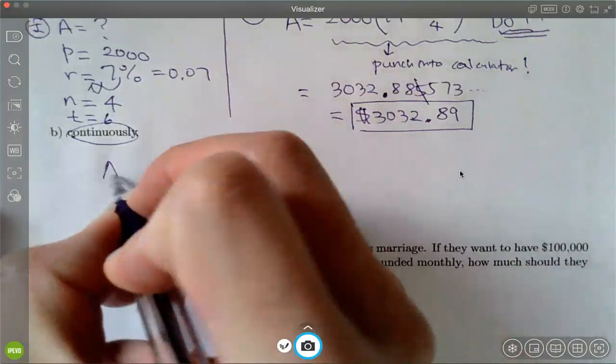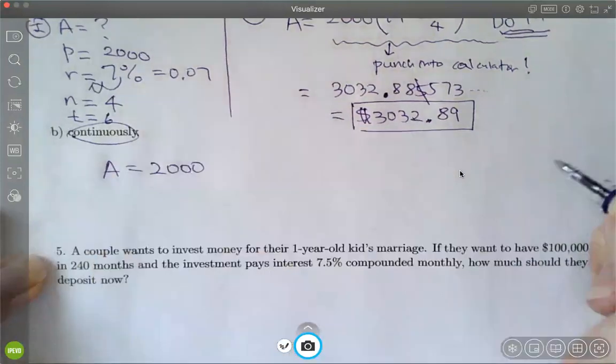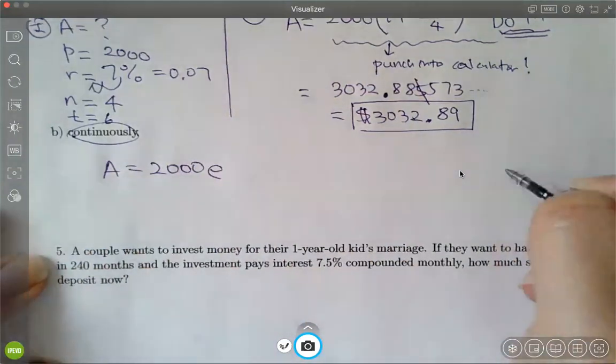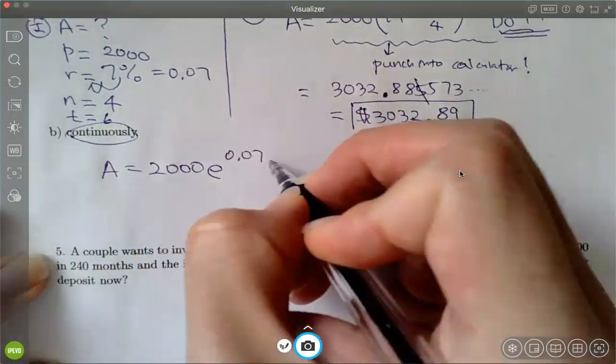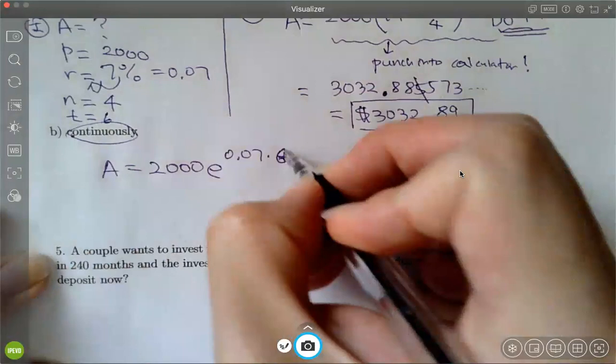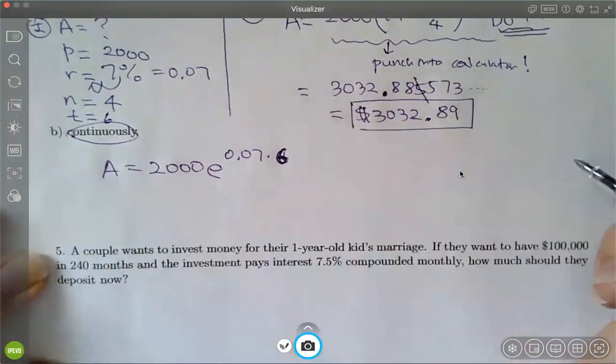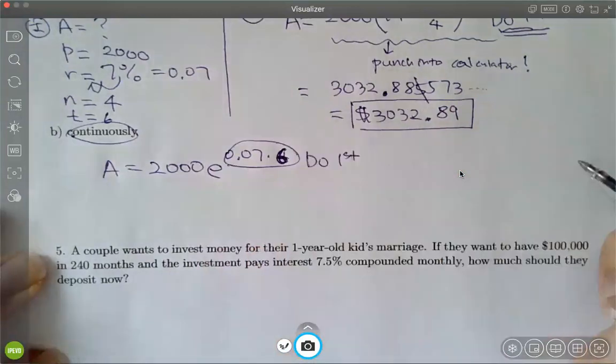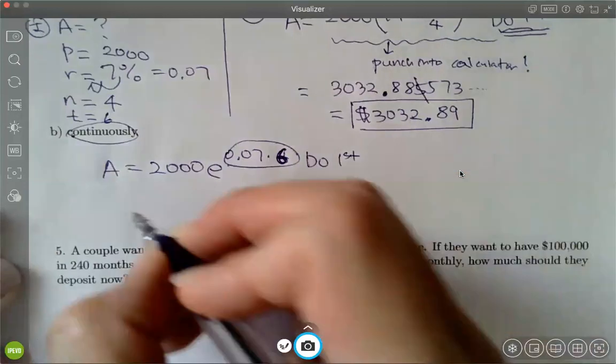What you need is P, which is the same thing as before. And remember, e is just e, the natural number. And then we have r, which is 0.07, and t, which is 6. Here, n is not necessary, as you can see. Again, follow my recommendation and do the exponent first. For this one, you may not be able to do it in your brain, or some of you may. No matter what you do, you should get 0.42.